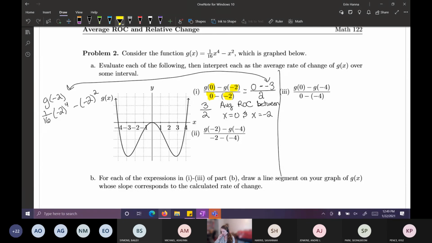And I'm actually going to answer part B for this part, because for part B it says draw a line segment on the graph that corresponds to the rate of change. So if we wanted to draw a line segment for this one, I'll do it in blue. We have the point at 0 and the point at -2. So if we draw the line between those 2 points, and I'll even write slope is 3/2.